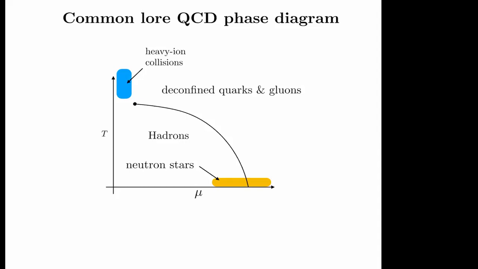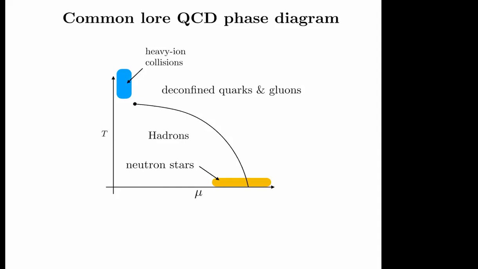The common belief as well is that neutron stars sit down here at the very bottom, in this sort of yellow shaded region, at very low temperatures and very high chemical potentials. Whether or not neutron stars cross into a phase transition of deconfined quarks and gluons is unknown. I should emphasize as well, whether or not there is a phase transition in and of itself is also something that is not known. It's just a common lore belief.